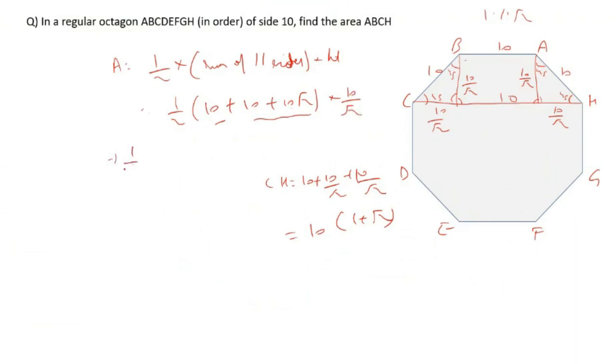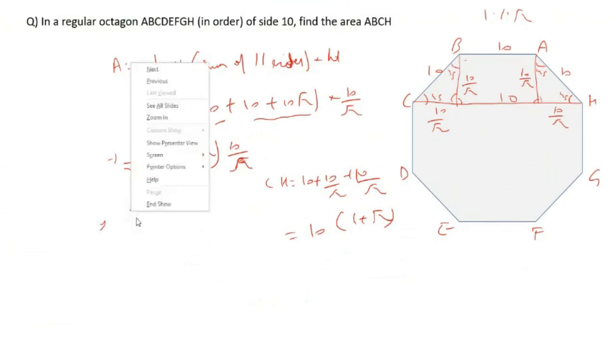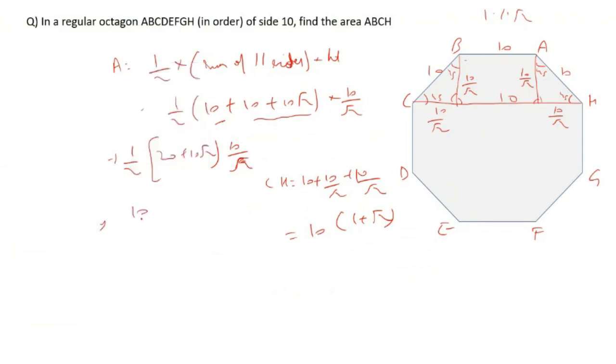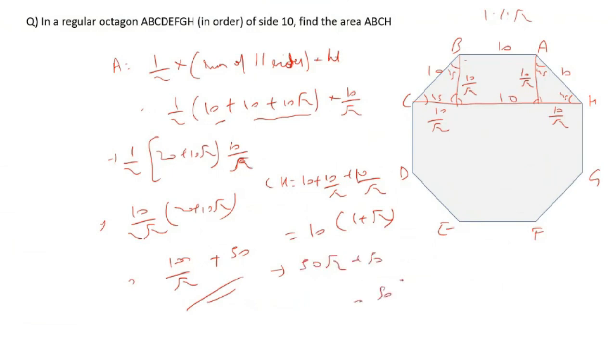You can find this out. 20 plus 10 root 2 into 10 by root 2 actually. Right. You can basically just find it out. Half into 10 by root 2 into 20 plus 10 root 2, and if you want to rationalize this further, it will be 50 root 2 plus 50, so 50 into 1 plus root 2 is the area.